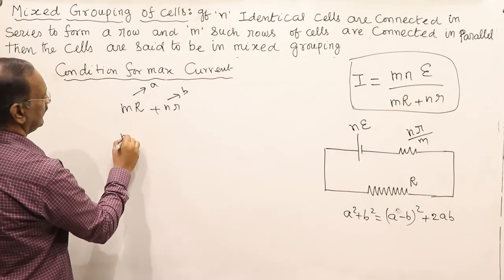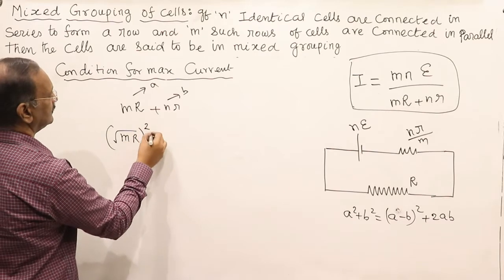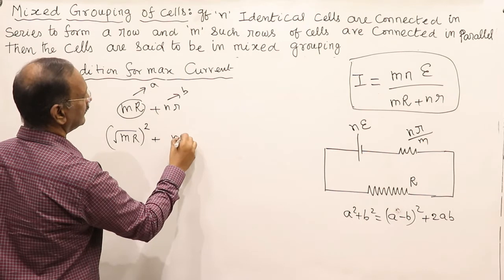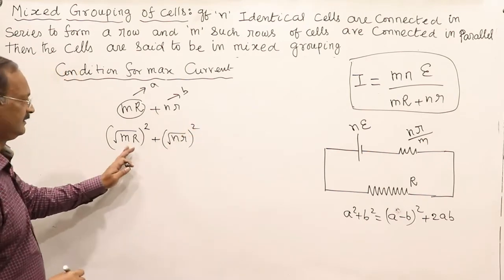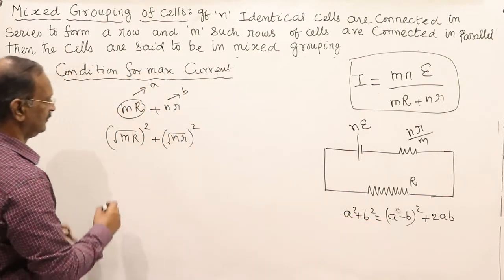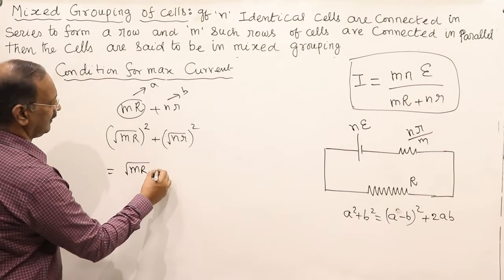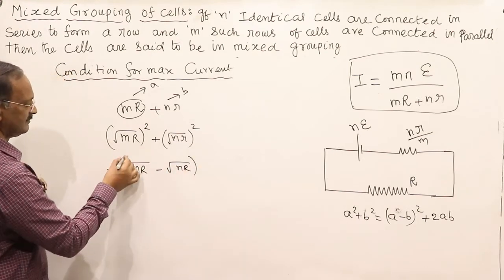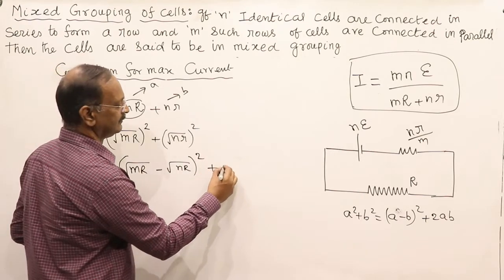It can be written as (√(mr))². It will give the same expression, and √(nr) gives this one. This is equal to a² + b². So a² + b² is equal to (a − b)² plus 2ab, where a = √(mr) and b = √(nr).